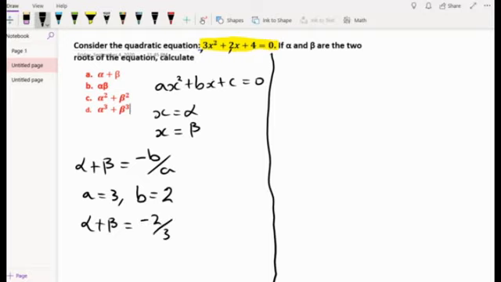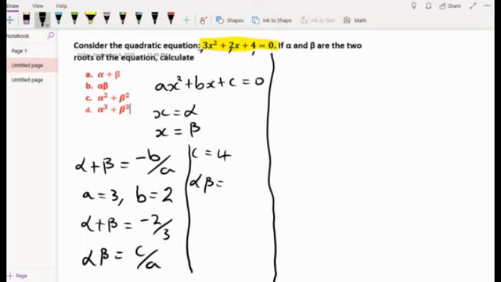Then we also derived alpha beta to be equal to c over a. So this is the formula for alpha beta. Our c, according to this question, is equal to 4. That is a constant. So that means alpha beta is going to be 4 divided by 3.